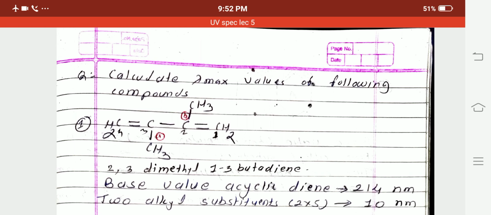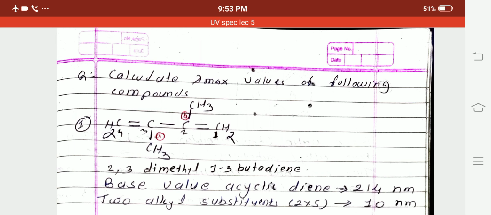The name of this structure is 2,3-dimethyl-1,3-butadiene. Here we calculate the lambda max value for a conjugated diene. Remember that a conjugated diene means 2 double bonds separated by 1 single bond. Here carbon atom number 1 and carbon atom number 3 have 2 double bonds, and these 2 double bonds are separated by 1 single bond.